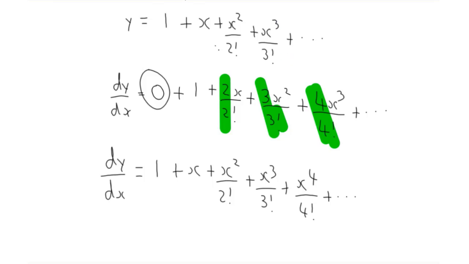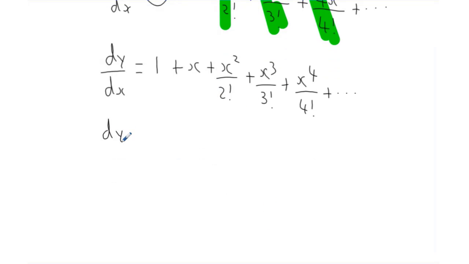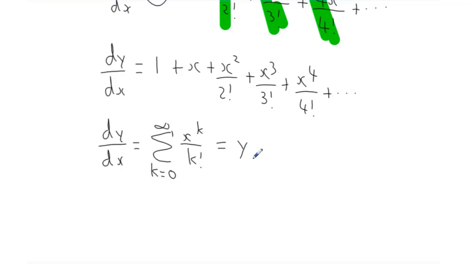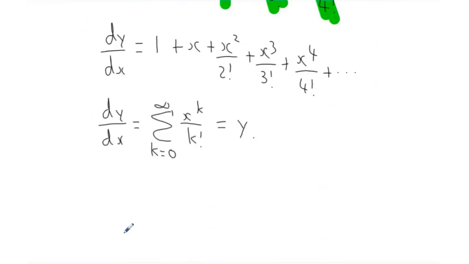This, you can see, is exactly the same as what we were given before. dy/dx equals the sum from k equals 0 to infinity of x to the k over k factorial, which equals y. Okay, so we've done the first bit of the proof. Part B: solve the differential equation dy/dx equals y to get the general solution.